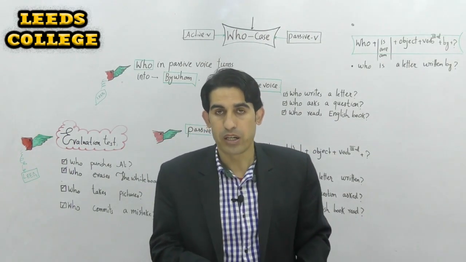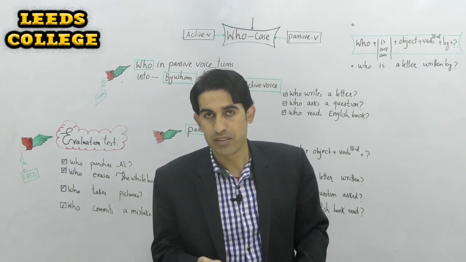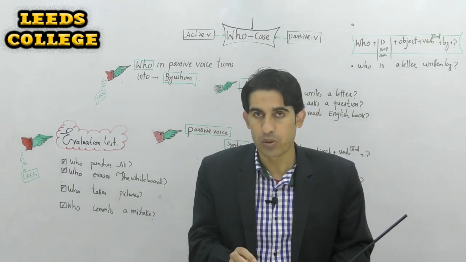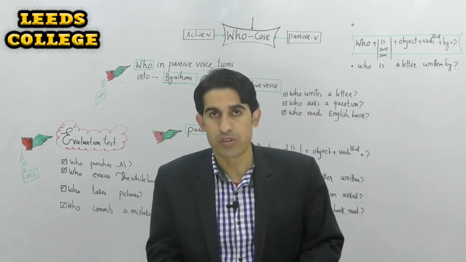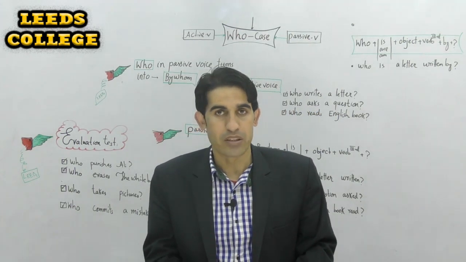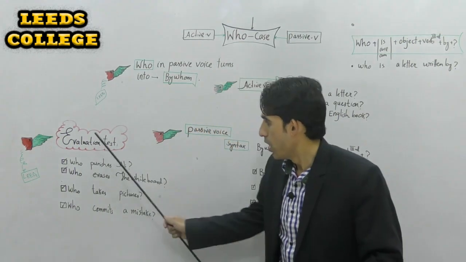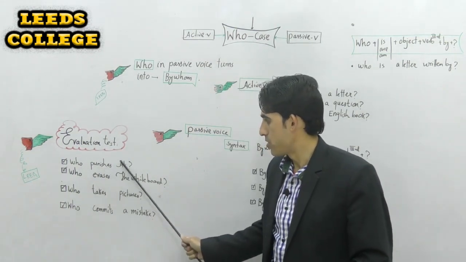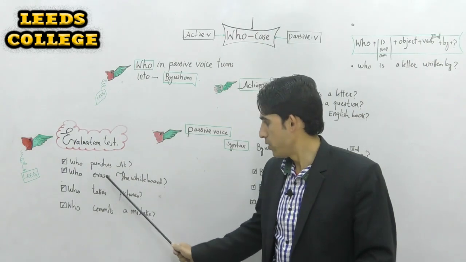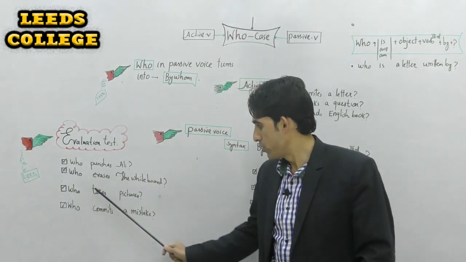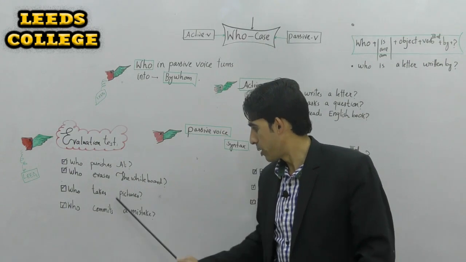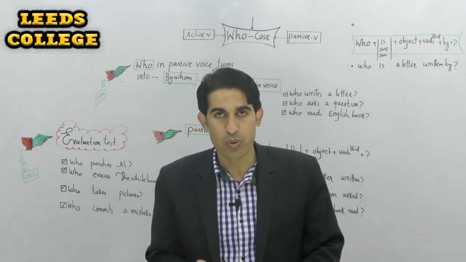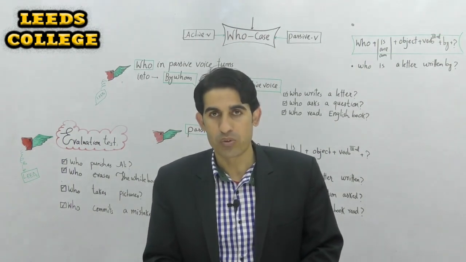At the end of this lecture, I have designed an evaluation test. In this test, I have given some active voices introduced by who. You are required to solve these, change them into passive voice, and send them in the comments on the page. In the evaluation test, the following sentences are given. Number one, who punishes Ali; who erases the whiteboard; who takes pictures; and who commits a mistake. All these are active voice sentences introduced by the question word who. Solve them and send the answers in the comments on the page.